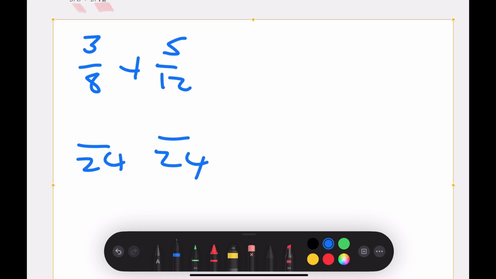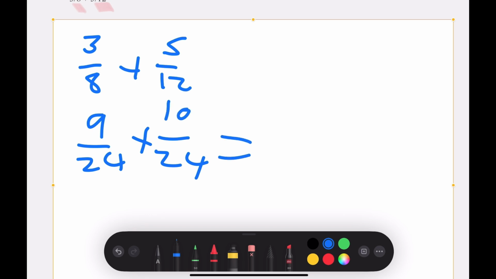Whatever you do to the bottom of the fraction, you need to do to the top of the fraction. For the 8, we have multiplied that by 3, so we need to multiply the 3 by 3 to get 9. And for the 12, we have multiplied that by 2, so we need to multiply the 5 by the 2 to get 10.